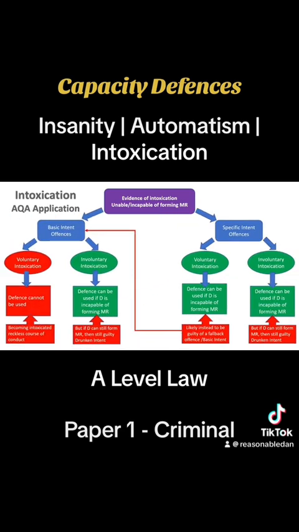So you can follow this red line and you go back to basic intent offences. So what we mean by that is Section 18 offence, the fallback would be Section 20. For murder, the fallback would be manslaughter. And so although there's no mens rea for murder, there is recklessness and you may be guilty of a fallback offence.